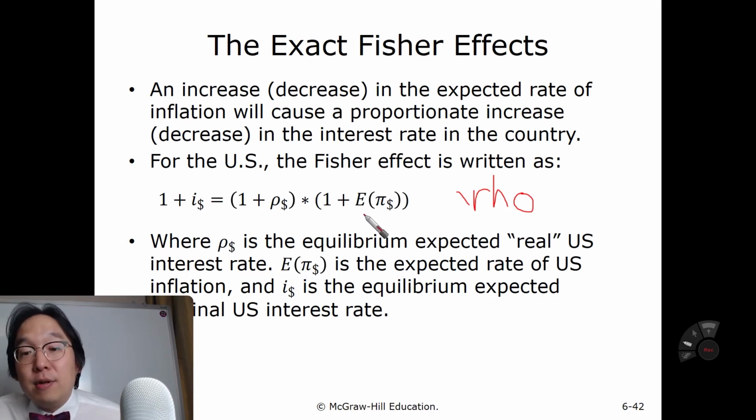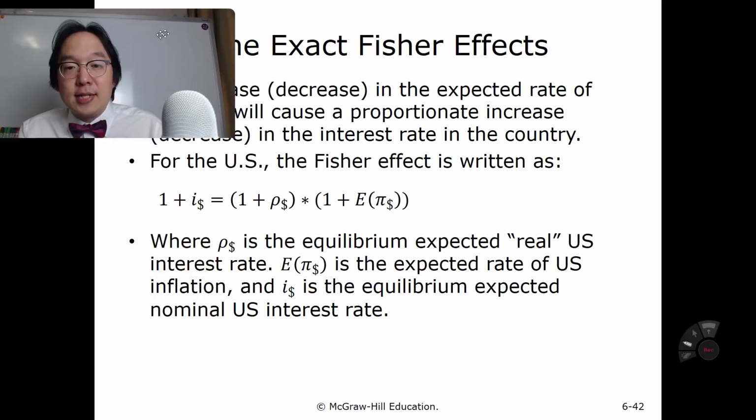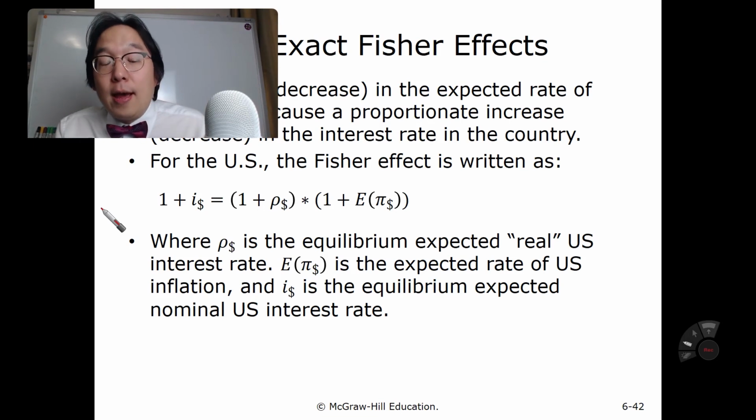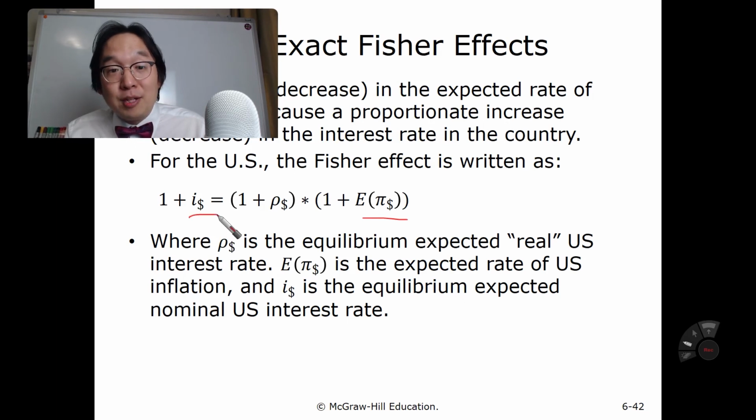And that inflation rate, to be precise or scientific, has to be the expectation, the expected value of inflation, what people expect to happen in the future, right? So that's that, where rho is the equilibrium expected real US interest rate, and pi is the expected rate of US inflation, and I is the equilibrium expected nominal US interest rate, right? So when the expectation about inflation goes up, what happens to your nominal interest rate? Goes up together, all right?